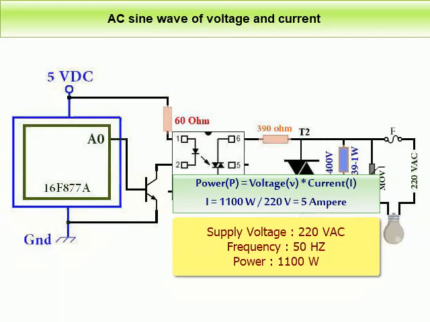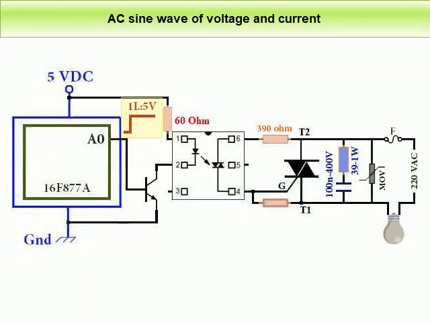According to the power law, electric power is voltage multiplied by current. So the current drawn by the device is 1100 watt divided by 220 volt, equals 5 ampere. When the TRIAC is triggered by sending 1 through the A0 output pin of the microcontroller, the device is connected to the electrical supply of 220 volt, and the current of 5 ampere flows in the device through the terminals of the TRIAC, T1 and T2. Let's take a look at the AC voltage and current waves.